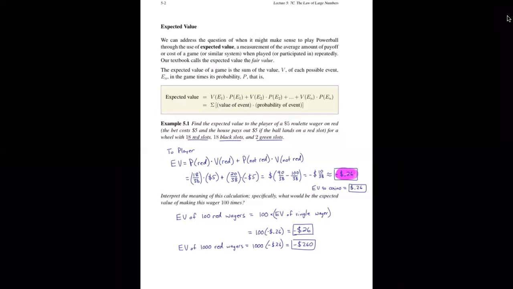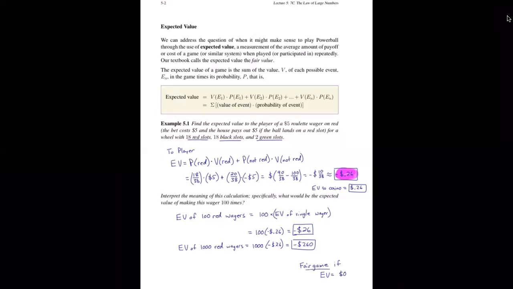Okay, so a fair game occurs if the expected value is equal to 0. So if we calculate the expected value and it's equal to $0 or 0, whatever the value might be. Almost always we'll use dollars in this class. So a game in which the expected value is $0, well, that's the only time a game can be called fair.